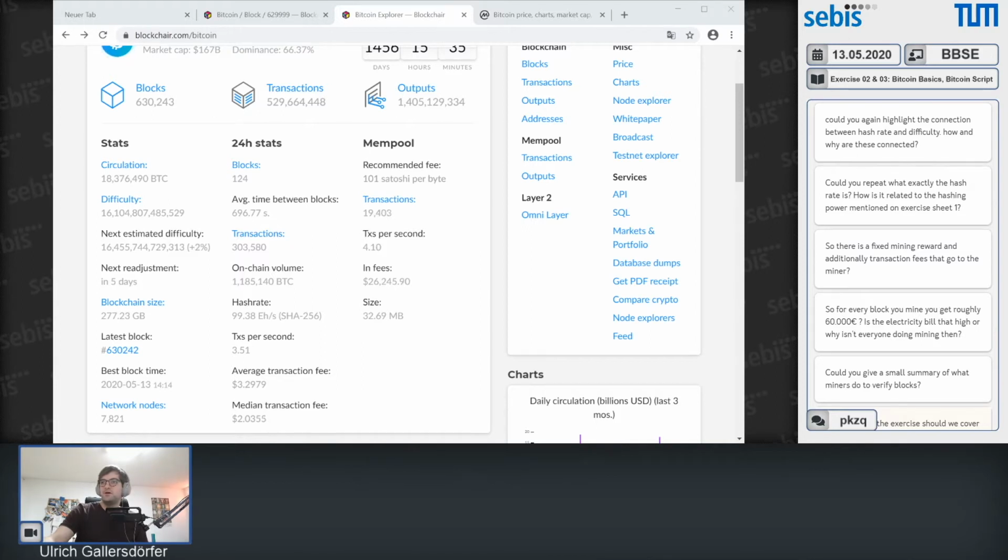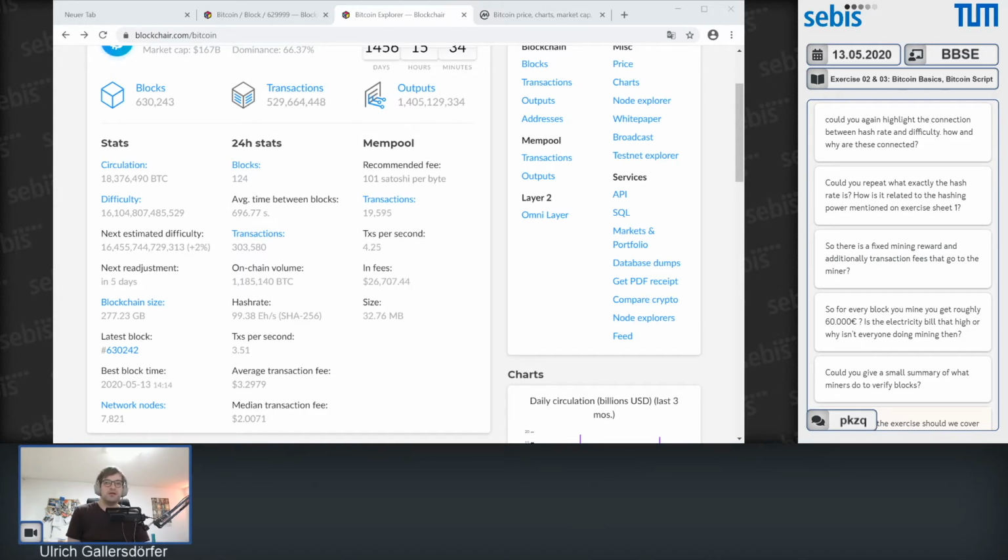Can you repeat what exactly the hash rate is? How is it related to the hashing power mentioned on exercise sheet 1? So hashing power, hash rate, mining power, these are all identical terms. They mean the same thing, because the idea is that you have a machine, and these machines produce several thousands, millions, billions of hashes per second. And overall, the network produces, I think, 10 exahashes per second. And that is exactly what the hashing power is.